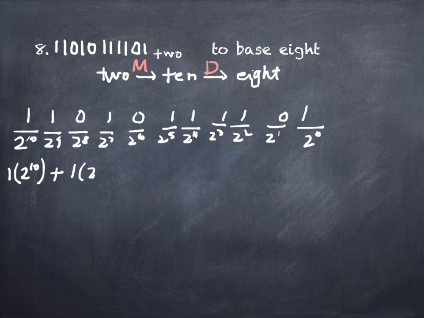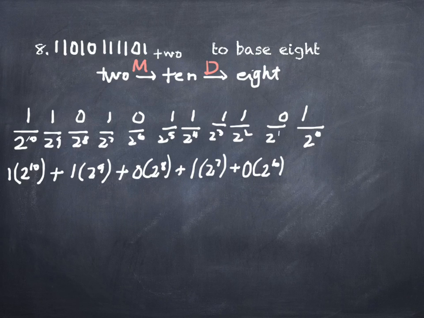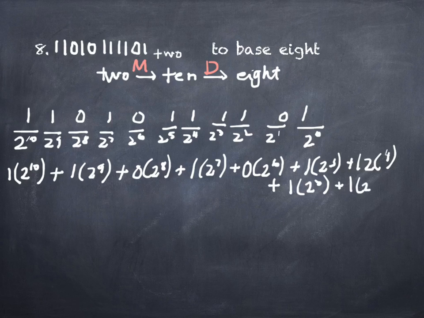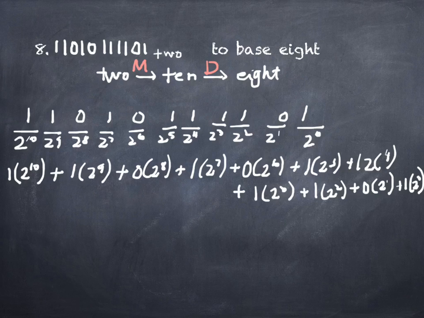And then I'm going to have 1 times 2 to the 9th. I'll write this in even though I recognize that it is 0: 0 times 2 to the 8th. I have 1 times 2 to the 7th, 0 times 2 to the 6th, 1 times 2 to the 5th, 1 times 2 to the 4th, 1 times 2 cubed, 1 times 2 squared, I have 0 times 2 to the 1, and then 1 times 2 to the 0. All right, so we're going to add all of these up.